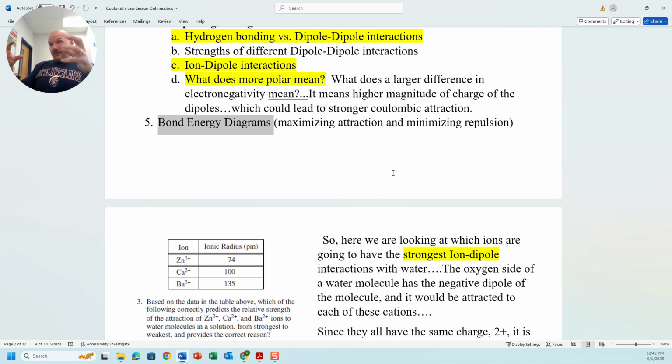But as those atoms get closer, their nuclei start to get closer. And if their nuclei get too close, then you have positive versus positive, and it ends up repelling. So you have the sweet spot, the best distance that maximizes the attraction between the two atoms, but minimizes the repulsion between the two nuclei of the atoms.